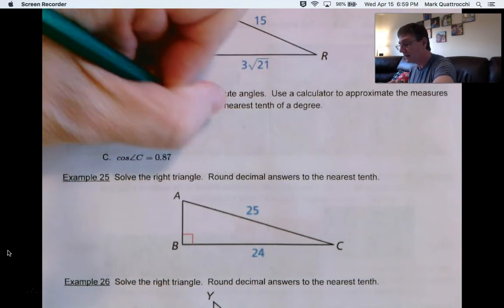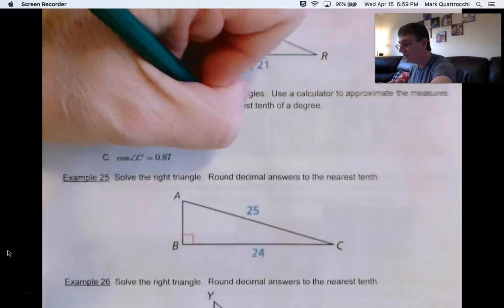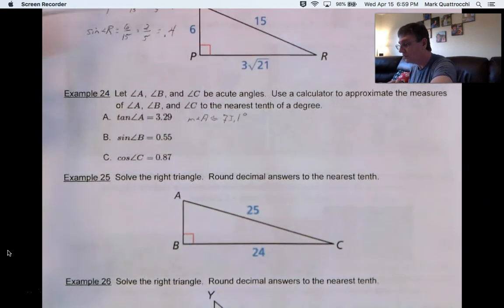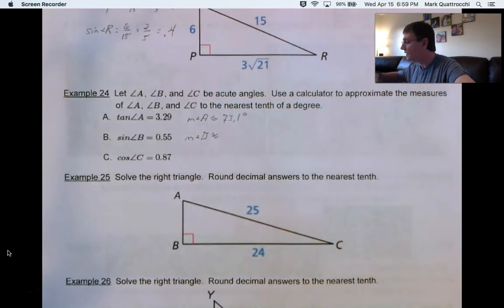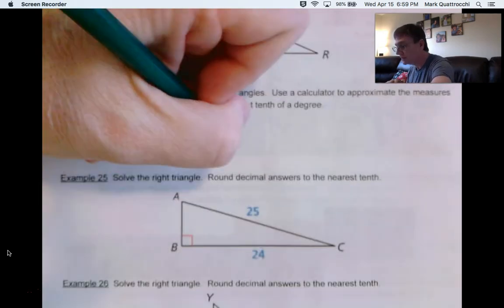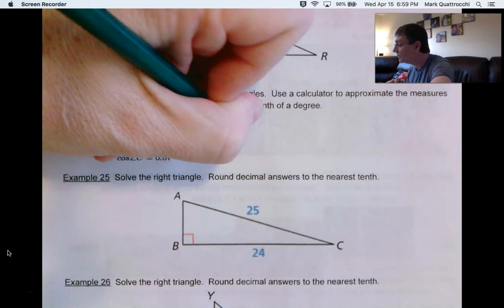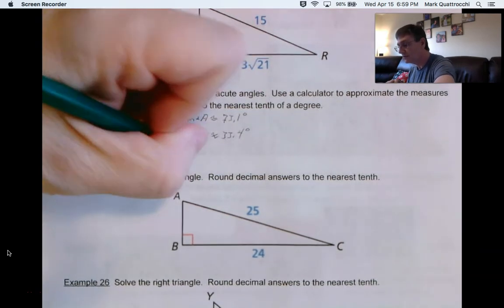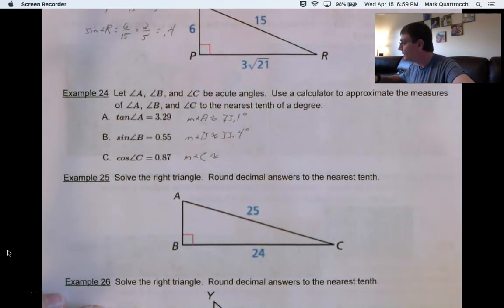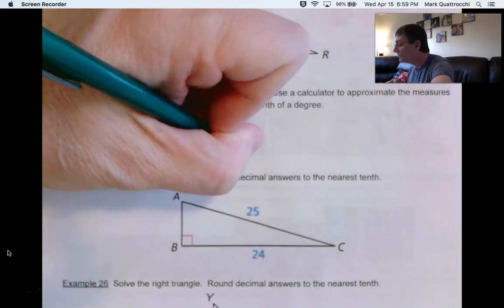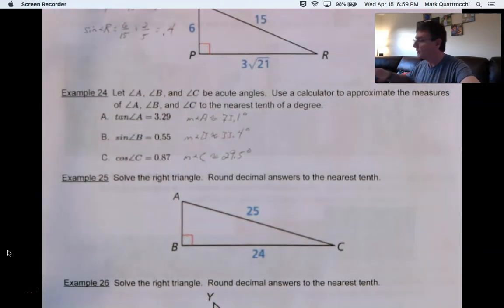measure of angle A approximately equal to 73.1 degrees. Measure of angle B. This time we're doing inverse sine. 0.55. This time angle B is 33.4 degrees. And the measure of angle C, inverse cosine this time, 0.87, inverse cosine, 29.5 degrees. Some good calculator practice there.